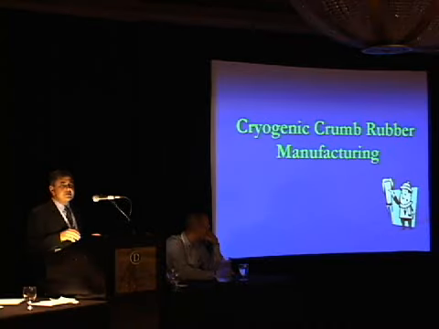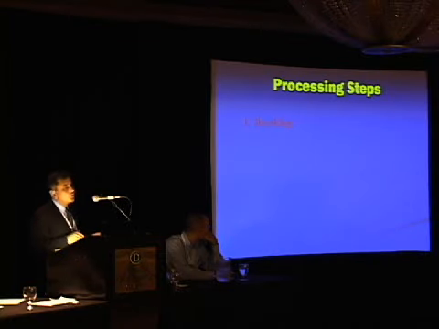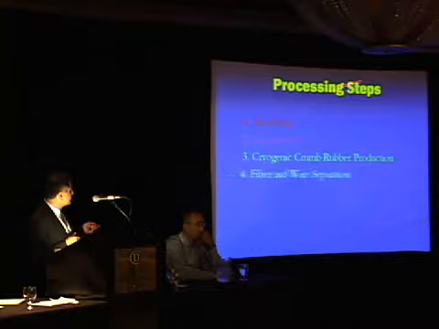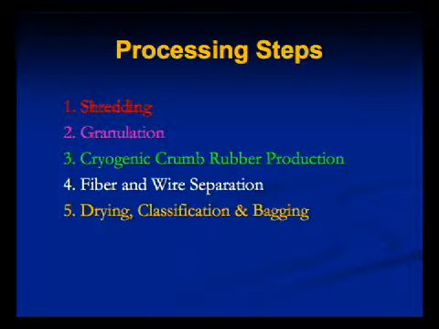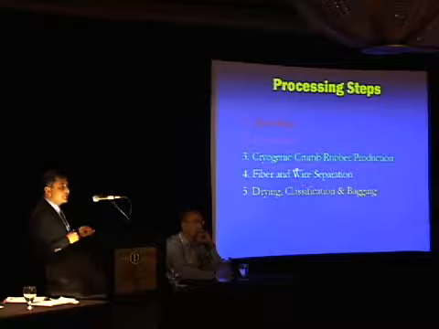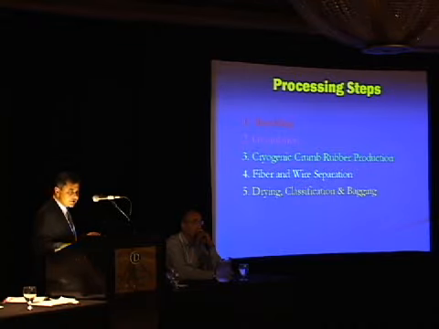Cryogenic rubber is another way of getting down to the same size of crumb rubber. However, in this case, we are using liquid nitrogen, and I will show you how we produce that type of rubber. Still, we are dealing with the same type of equipment to start with the whole tire. We shred it down, we go to the granulation system, and finally we get to liquid nitrogen and separation of the wire and fiber, and finally we dry the rubber. We're going to see all of these steps in the next few slides.